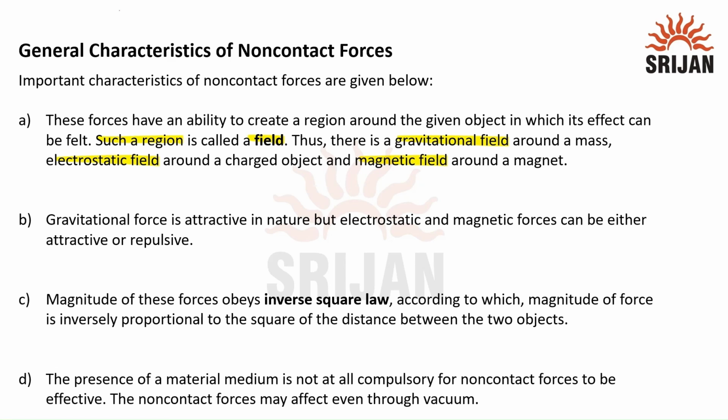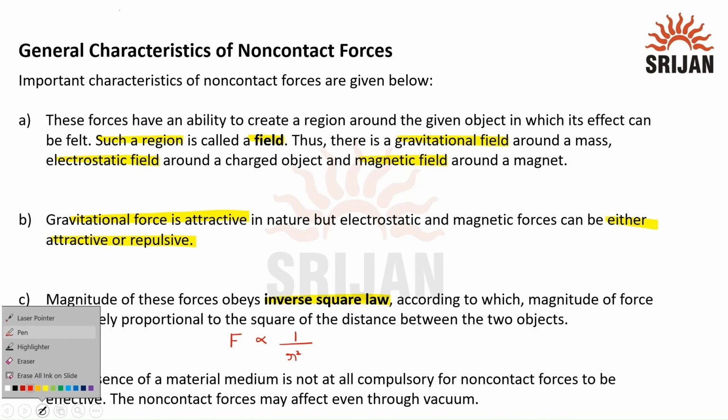The second characteristic is gravitational force is attractive, but electrostatic and magnetic forces can be either attractive or repulsive in nature. Moving on to the third characteristic, magnitude of these forces obeys the inverse square law. This means that the force is inversely proportional to the square of the distance between the objects. Moving on to the last characteristic, the presence of a material medium is not at all compulsory for non-contact forces to be effective. The non-contact forces may act even through vacuum.